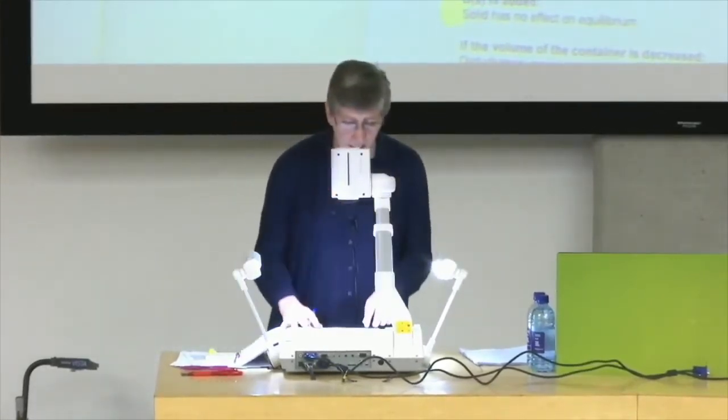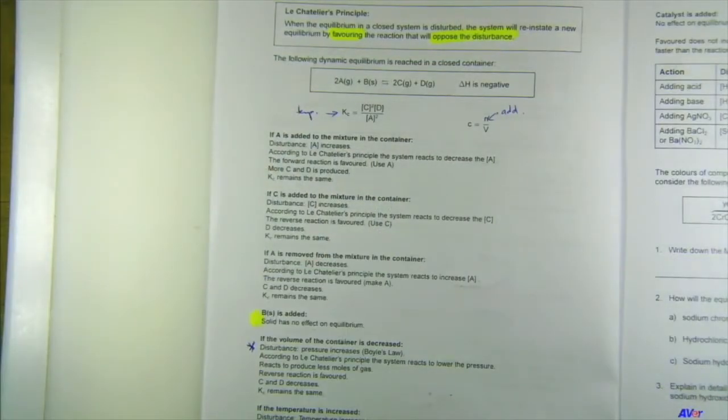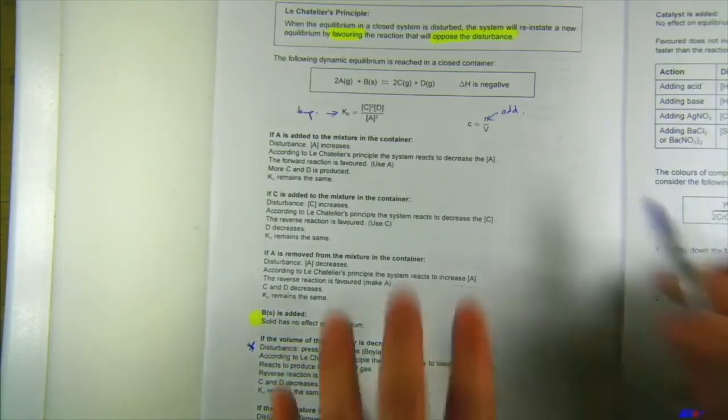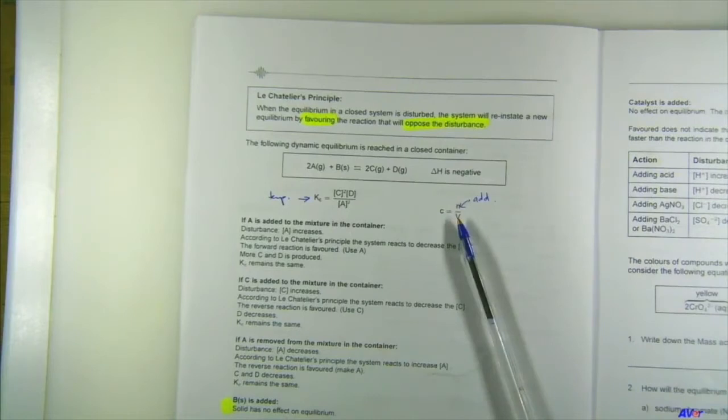Right. Okay, next one. And this, to me, is the more difficult one. Volume. Now, if I decrease the volume of the container, look at that equation once again for concentration up there. If I change the volume, can you see I'm changing the concentrations? Right. So if I change the volume, I'm changing the concentrations. They're saying they are decreasing the volume. The volume of the container is decreased.